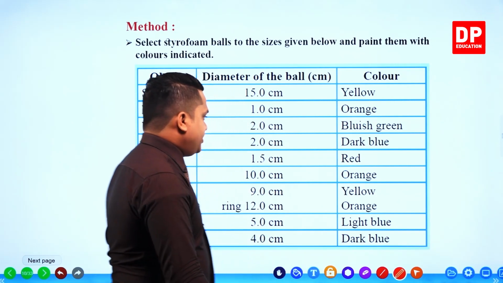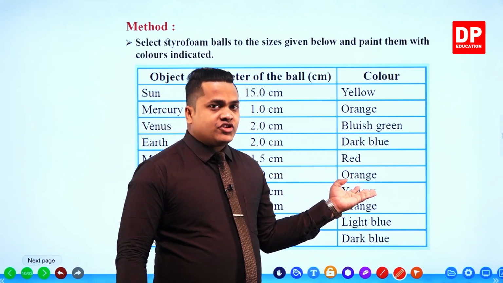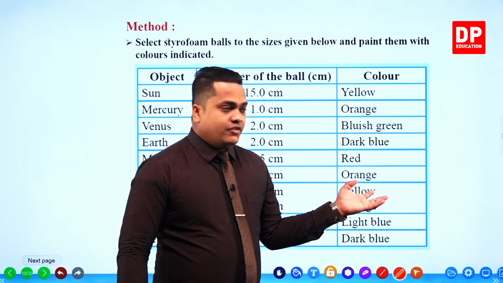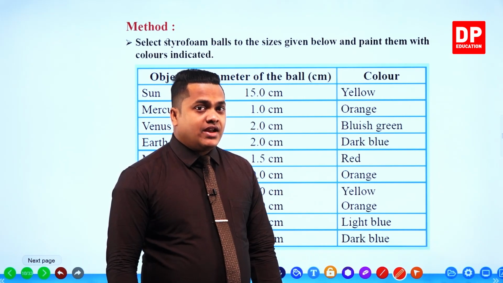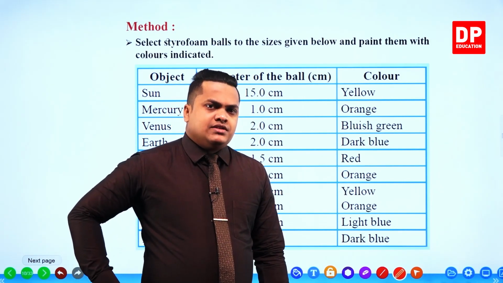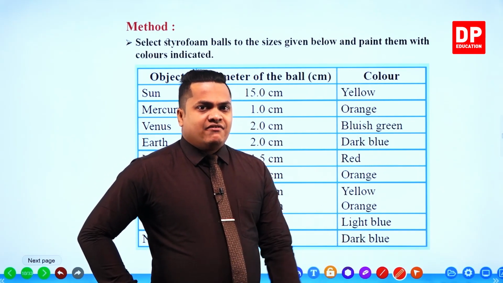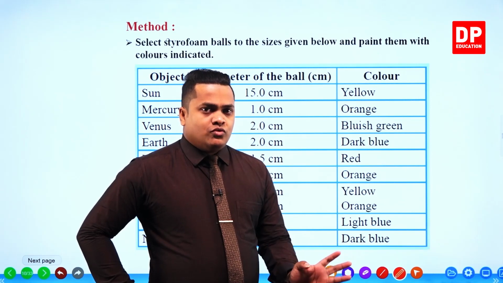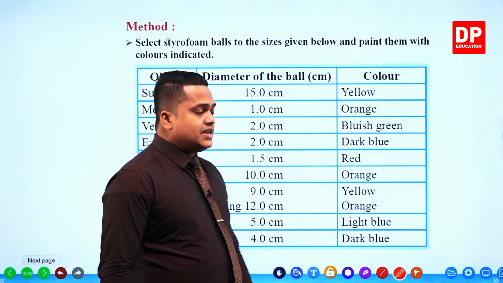If you take Jupiter, Jupiter is orange in color. Mars is called the red planet. I think you can remember that Mars is called the red planet. So there are unique colors when you observe from outer space. Each and every planet shows a unique color. So that's why these colors are important.